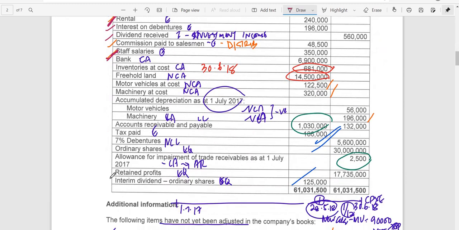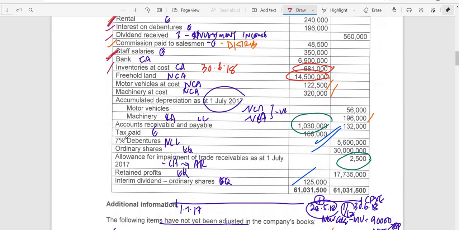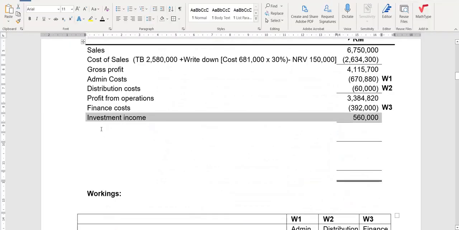Okay, right. So let's look at that. Inventories, we have already taken into consideration. Receivable, yes. Payable, not yet, but the allowance, yes, we have also considered that. Tax paid as well. So let's look at our investment income.